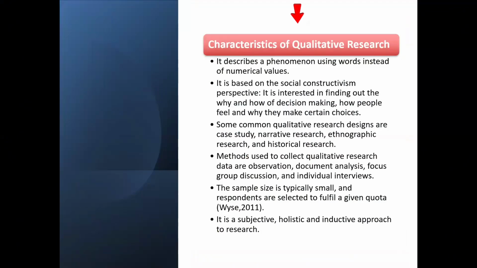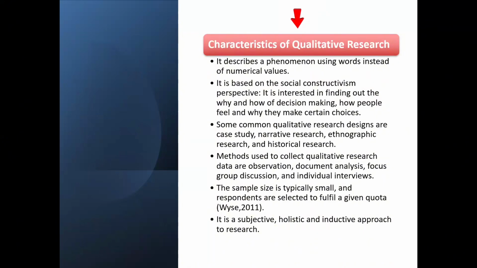So what are the characteristics? I've mentioned some of qualitative research. It describes phenomena using words instead of numerical values. It is based on a social constructivism perspective. It is interested in finding out the why and how of decision making, how people feel, why they make certain choices. Some common qualitative research designs, I think I've mentioned these: narrative research, ethnographic research, case study, even historical research design. They are all under the qualitative research approach.